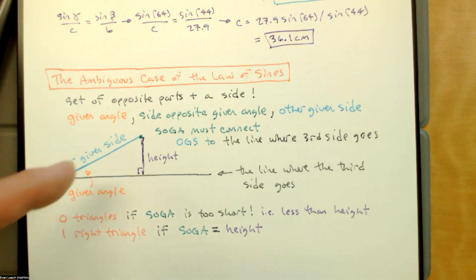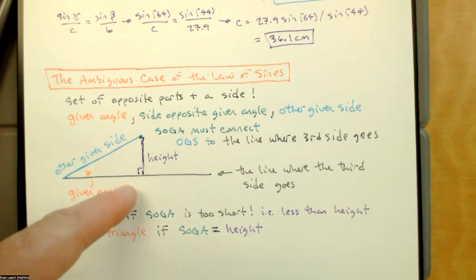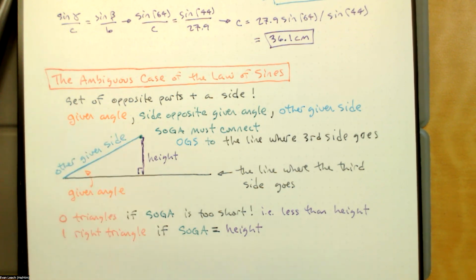So imagine instead of just a too short side opposite the given angle dangling from the other given side, it's exactly tall enough, and it can just barely touch the line where the third side goes. Perfect fit, one right triangle.